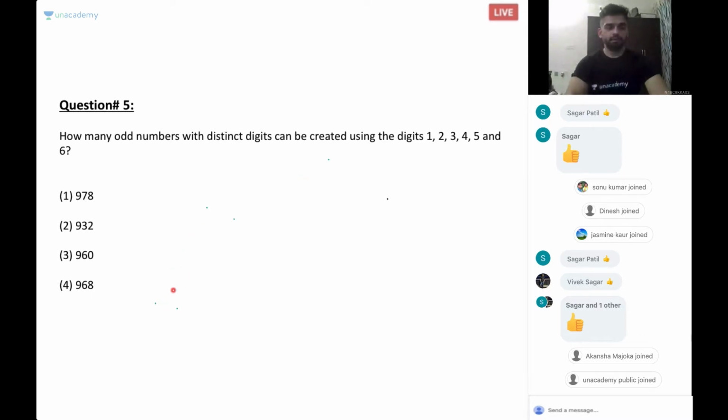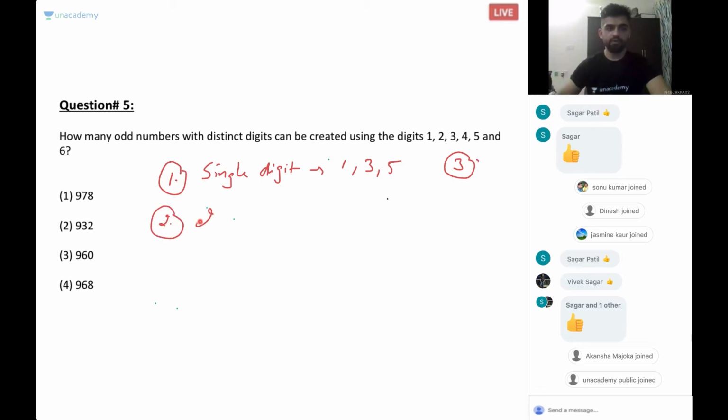Okay, let's see how to solve this question now. How many odd numbers? It doesn't say what digit of numbers we are talking about, right? The first case, single digit numbers that are odd will be 1, 3, and 5. So there are 3 such numbers here.